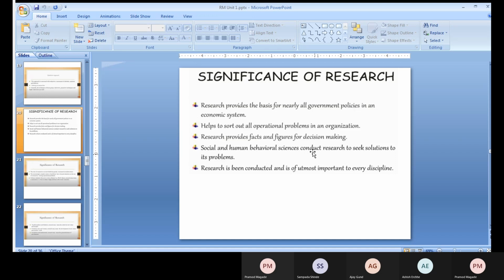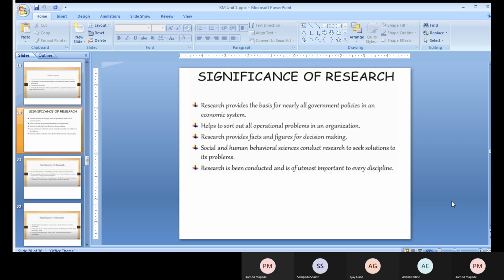Then social and human behavioral science is used to conduct research to seek the solution of its problem. Of course, a humanitarian approach should be there. It is not like that, as Tata has done with the Nano car in the market for the middle class family, we have to use a Mercedes and only high class people can, and the middle class person always needs to drive two-wheelers or cycles. It is not like that. So researchers get the idea that I can prepare this model for the middle class also, in their budget.